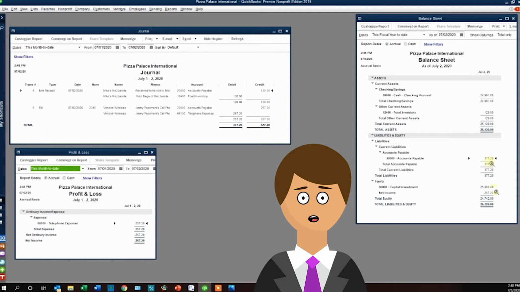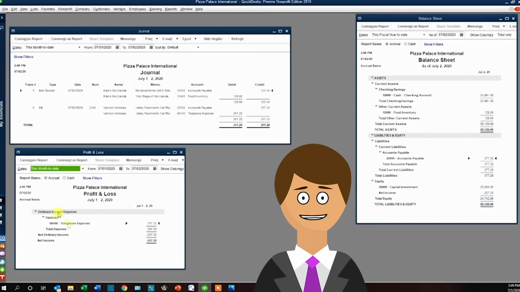And it affected our net income because that was an expense that we'll be able to deduct. So we go over to our income statement, and you'll see we don't have any income yet, but we've got Jimmy's telephone expense on there, and you'll see how that profit and loss amount of $257 came over to our balance sheet in the equity section under net income. Everything is now in balance between our assets and our liabilities and equity. So the system has completed that all for us.